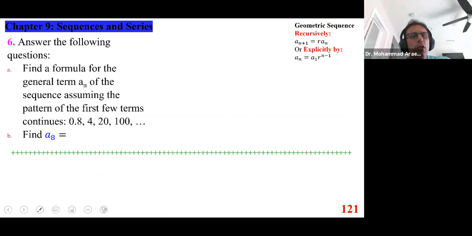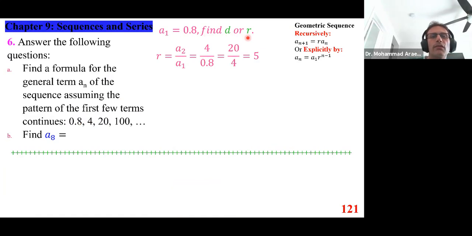Find the formula for the general term a sub n of the sequence, assuming the pattern continues. When you look at this, the first term is 0.8, and either we are dealing with a geometric sequence, we look at the ratio to decide, or maybe arithmetic sequence. So we clearly see if we divide 4 by 0.8 or 20 by 4, we get a common ratio. So a sub 1, 0.8, we want to look for d or r in this case. R is a sub 2 divided by a sub 1, which results in 5.